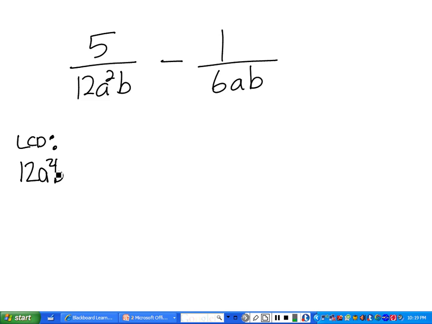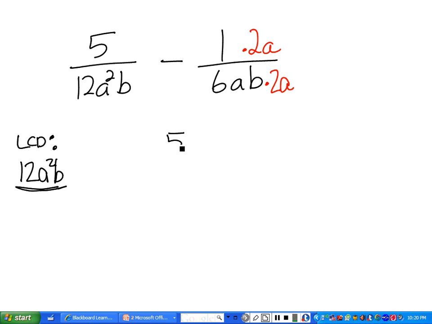Now, what do I need to multiply the left side to get 12a squared b? Nothing, because it's already 12a squared b. But I am missing some factors over here in this denominator, 6ab. So, what do I need to multiply 6ab by to get 12a squared b? I definitely need to multiply times 2 to get that 12, and another a. So therefore, top and bottom by the same factor.